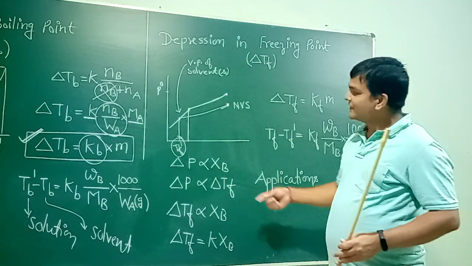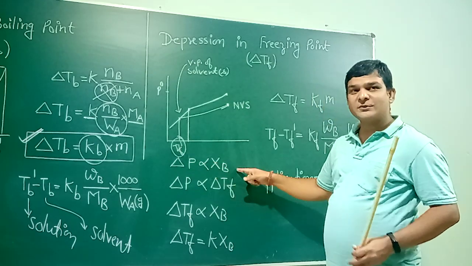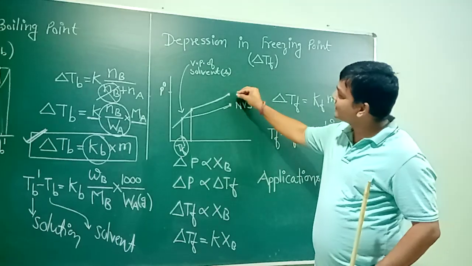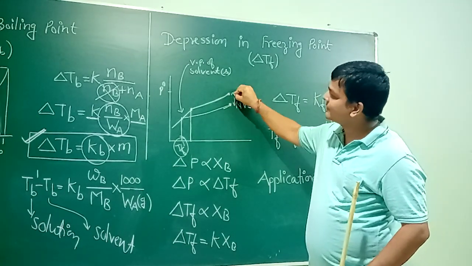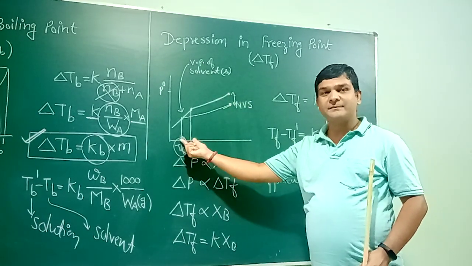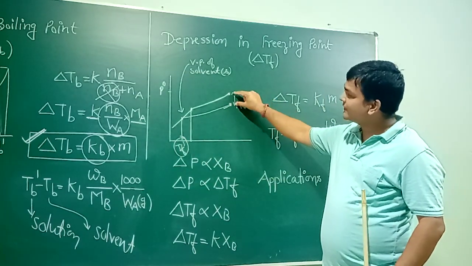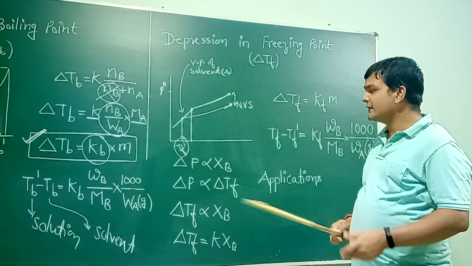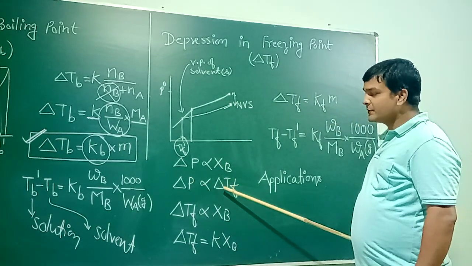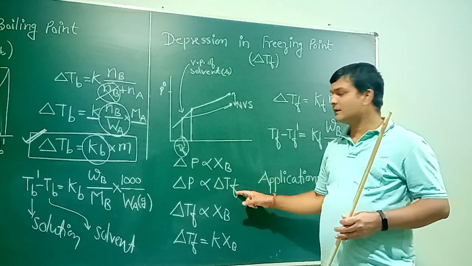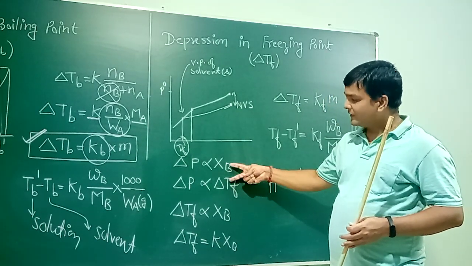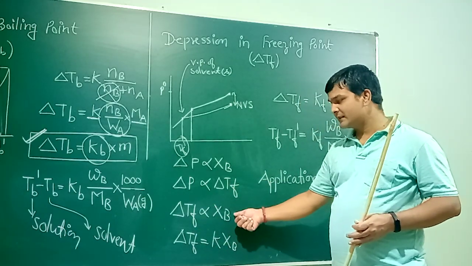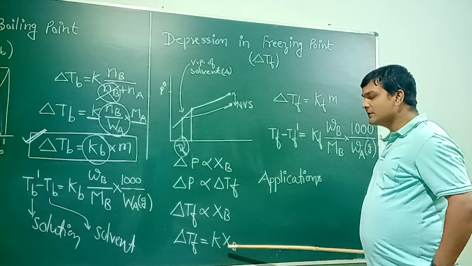Now once again you can see here delta P is directly proportional to Xv, as per Raoult's law. And once again from the curve you can see the change in vapor pressure is directly proportional to the change in temperature. It means the lowering in vapor pressure is directly proportional to depression in freezing point. So delta P is directly proportional to delta Tf. This you can get from the curve. This is from Raoult's law. Equate both of these two equations. Then once again you will get delta Tf directly proportional to Xv. Delta Tf equals K Xv.